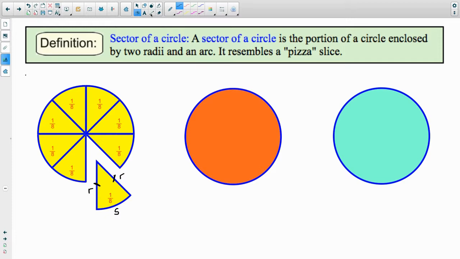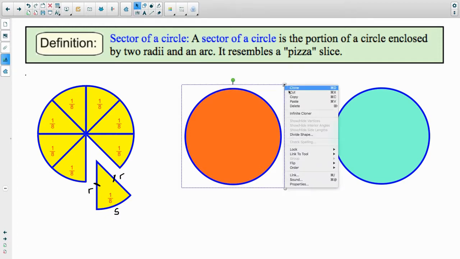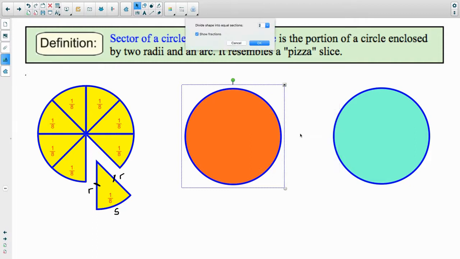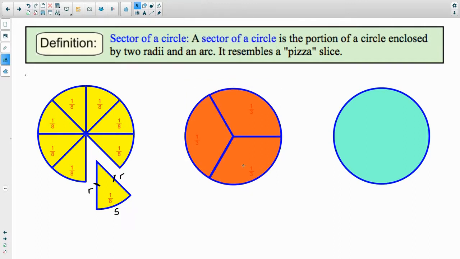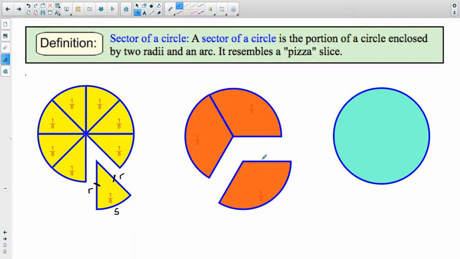Now, sectors can be all different sizes. For example, I could take this circle right here and just divide it into, say, let's divide it into 3. Why not? Some odd number here. And I can pull this out right here, and we can see that this is a sector. Why? Because it's formed by 2 radii and an arc.